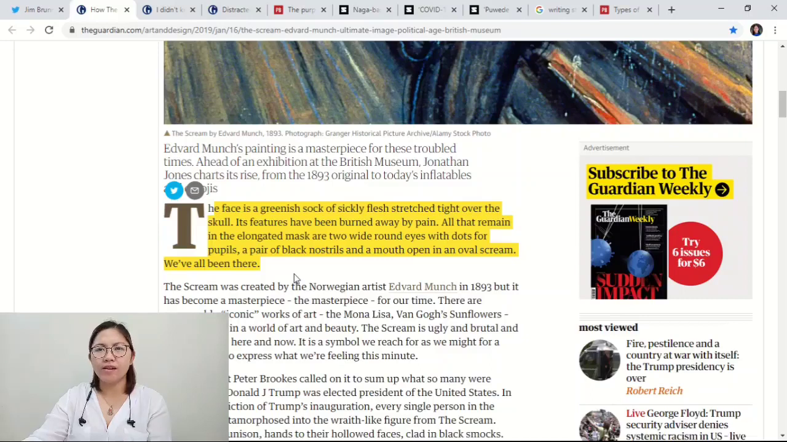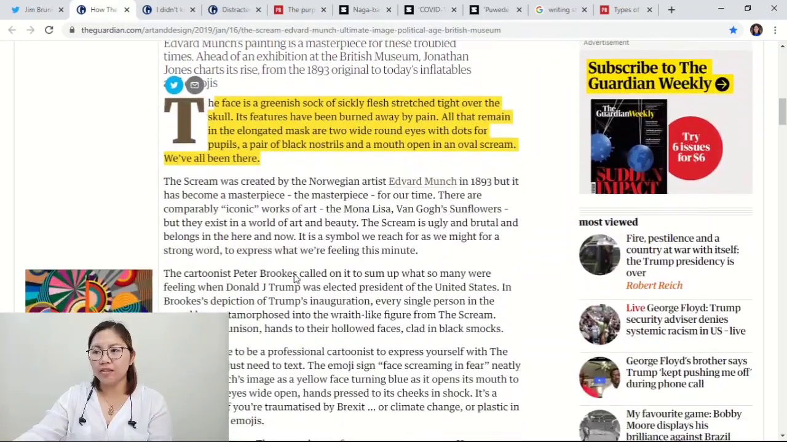We've all been there. Okay, so this particular lead is highly descriptive. Okay, this is how Jonathan Jones described the painting, The Scream.